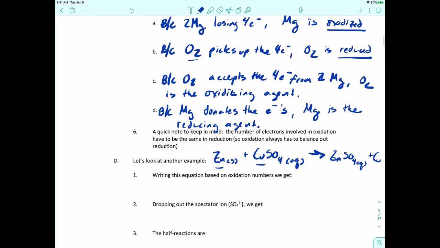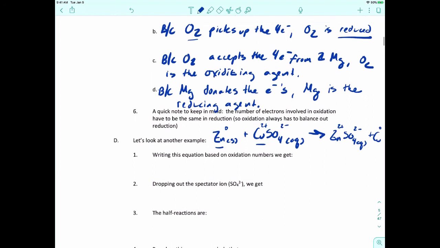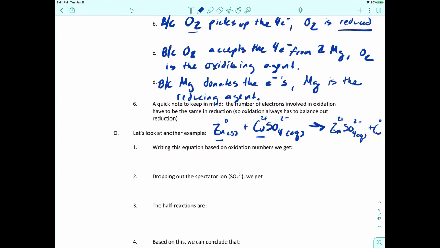All right. So what we're going to do is write a half reaction for zinc and write a half reaction for copper. Now, what about the sulfate ion? Because sulfate shows up here. Now, sulfate, its charge, its oxidation number never changes. So in this case, on the left-hand side, zinc is 0 because it's by itself, it's elemental. Copper is 2 plus, sulfate is 2 minus. But on the right-hand side, sulfate is also 2 minus, so that never changes. Sulfate is your spectator ion. In this case, zinc becomes 2 plus, copper is 0 on the right-hand side.